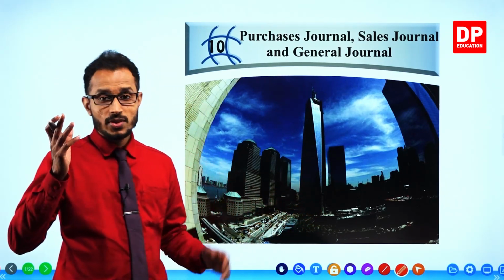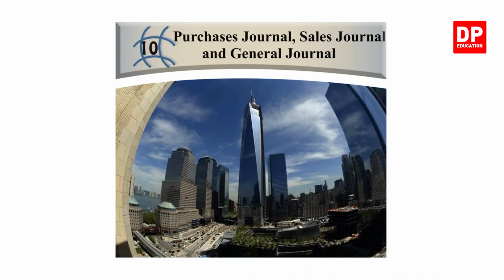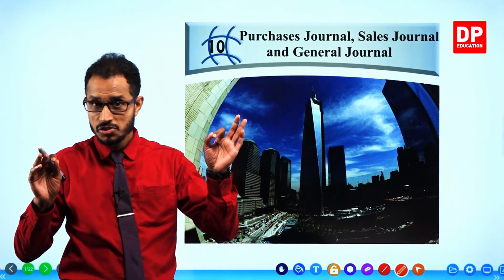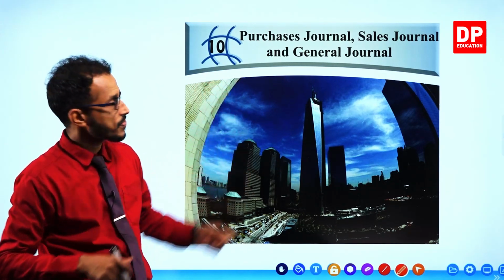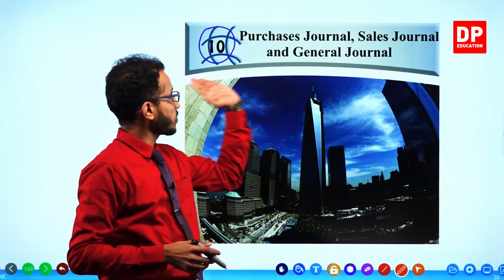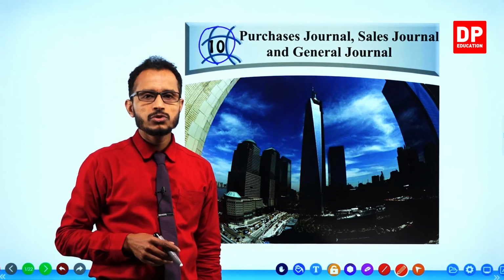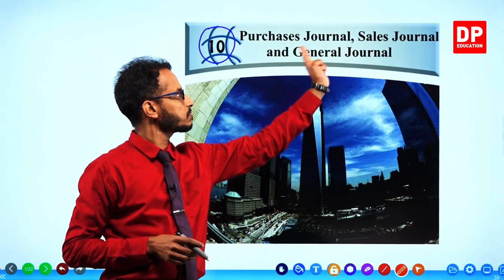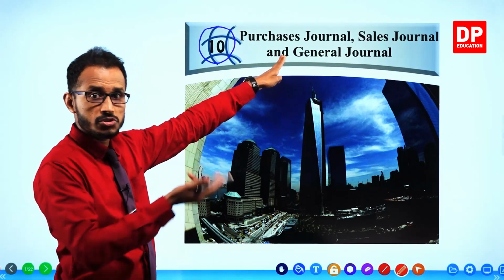We meet again with a new lesson, a fresh new lesson, that is unit number 10, Purchases Journal, Sales Journal, and General Journal. In your syllabus, in your textbook, unit number 10. In this lesson, as the heading shows you, we are going to discuss these prime books.